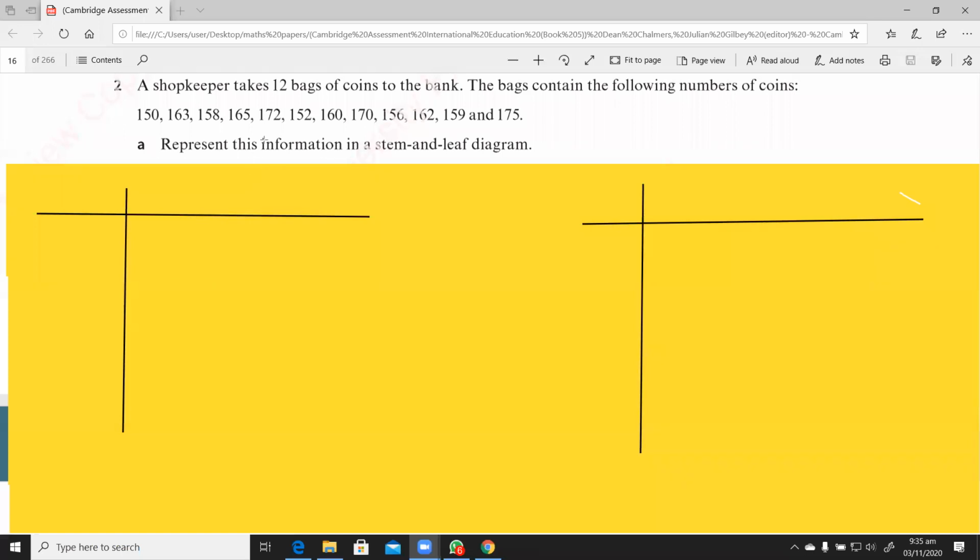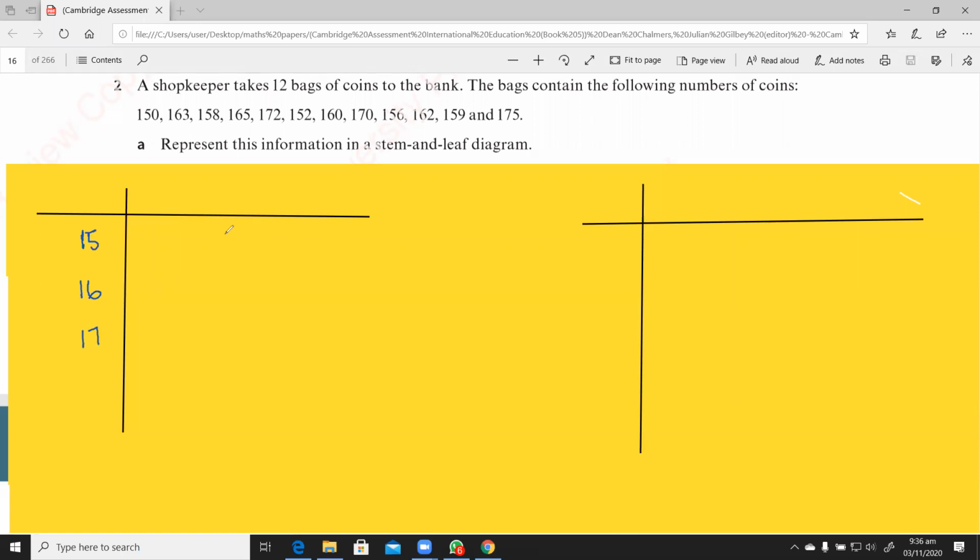Okay, in the second question, you see that we have the things in hundreds. Like the things are in 150s, 160s, 170s. So when I draw this stem over here, I need to have 150s, 160s. So I'll be writing 15 here, I'll be writing 16 here, and then I'll be writing 17 over here.